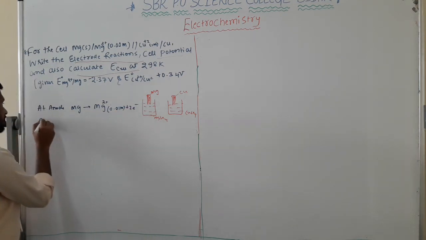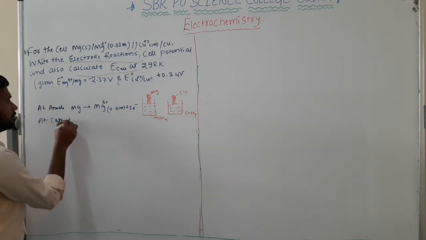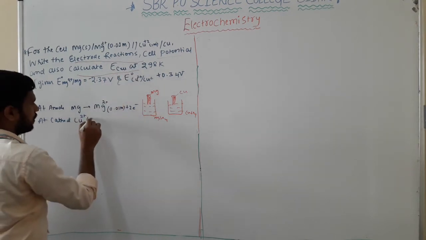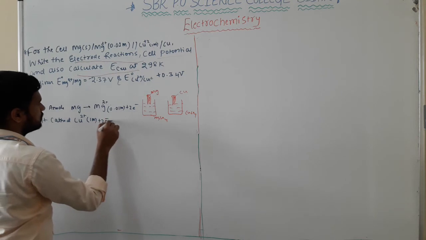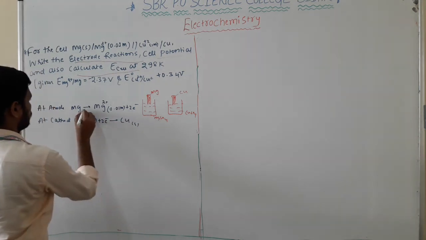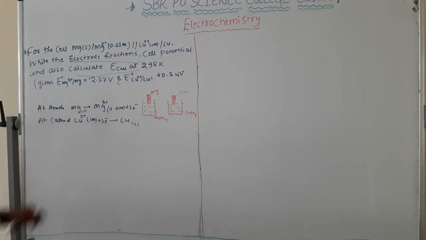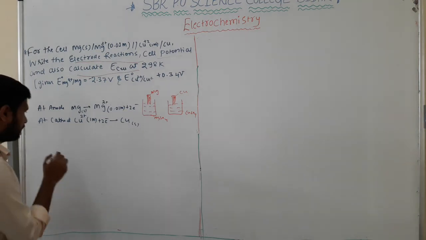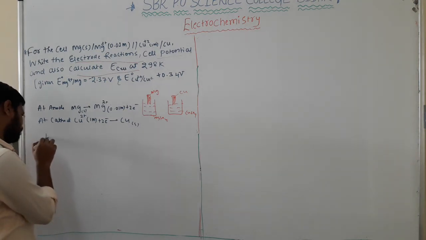At the cathode, what is happening? Cu2+, with concentration 1 molar, plus 2 electrons gives rise to copper. This is solid, and this is also solid. Now he is asking us to write the electrode reactions, so I am writing the electrode reactions here.